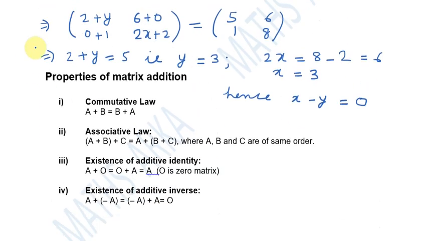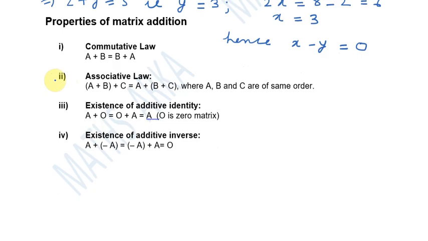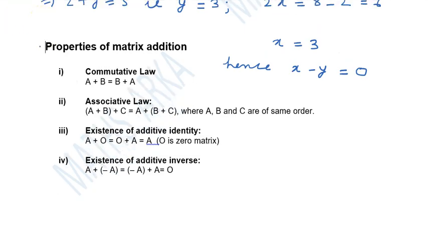Now coming on to the properties of matrix addition. What are all the properties of matrix addition? Let's just move a bit down. Properties. So the first one is the commutative property. So what is the commutative property?